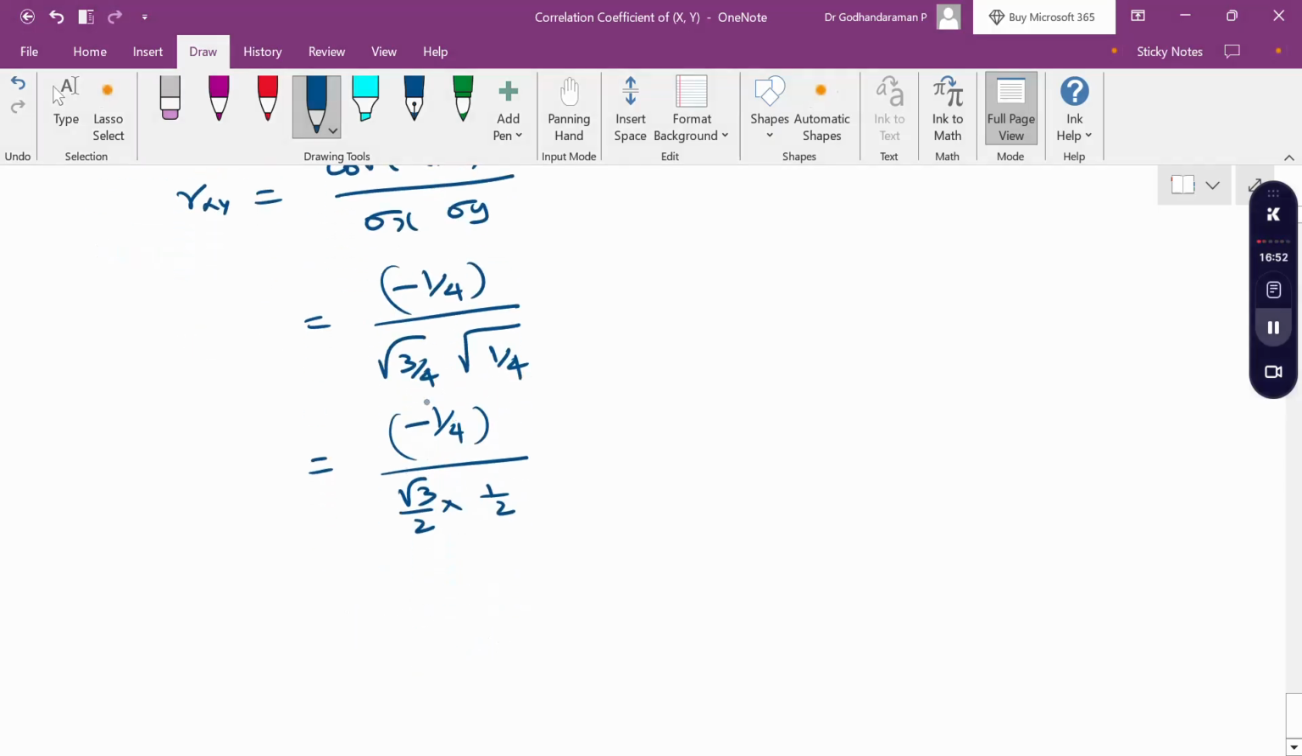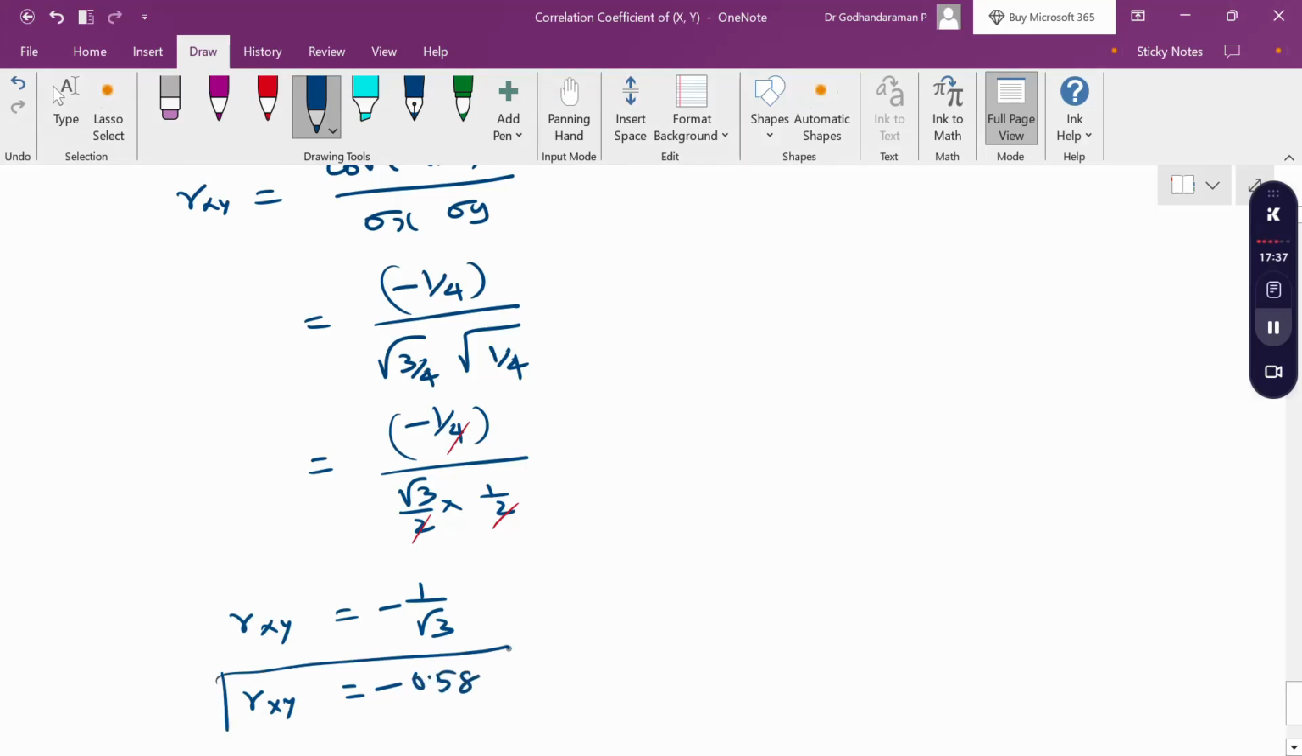Therefore the 2 will be cancelled. This 4 and 2 cancel. Therefore the covariance term, minus 1 by 4 over the denominator, gives minus 1 by root 3. If you want to write it in decimal, calculate 1 by root 3 using a calculator.